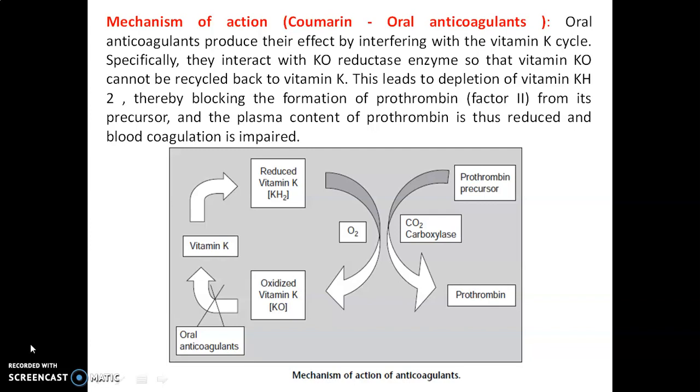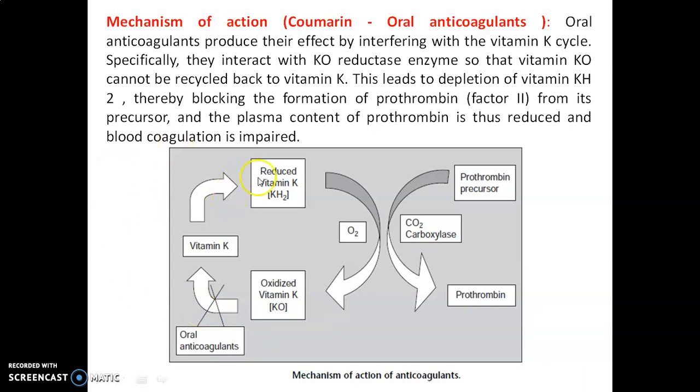So first of all we are going to see the mechanism of oral anticoagulants such as coumarin. Now oral anticoagulants produce their effect by interfering with the vitamin K cycle. Specifically, they interact with the KO reductase enzyme. The KO reductase enzyme converts oxidized vitamin K into the reduced vitamin K. So this KO reductase enzyme is inhibited so that vitamin KO cannot be recycled back to the vitamin K.